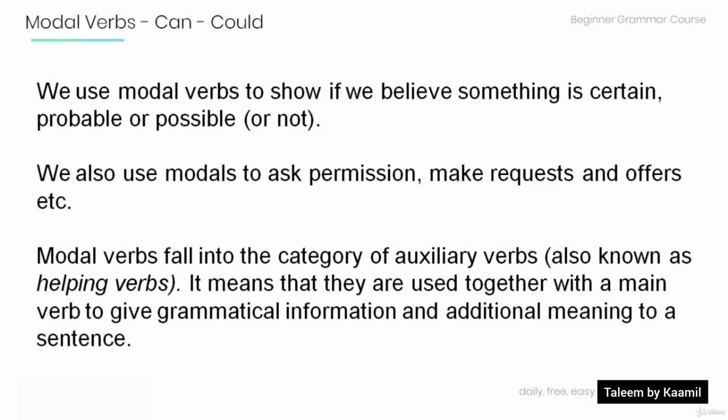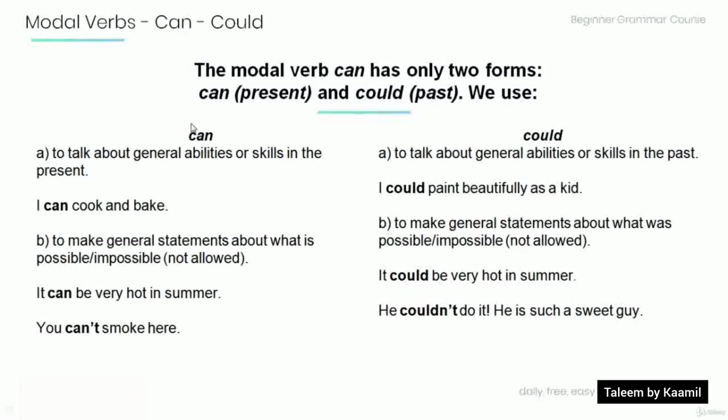Remember that modal verbs fall into the category of auxiliary verbs, which are also known as helping verbs, meaning that they are used together with a main verb to give grammatical information and additional meaning to a sentence. Now, the modal verb can has only two forms, can in the present and could in the past.